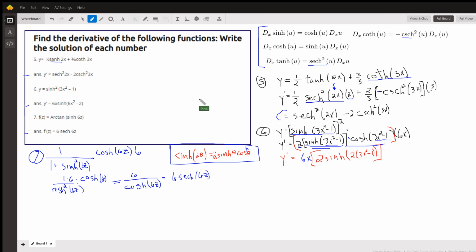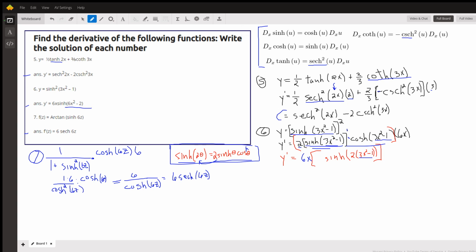whoops, I didn't want this 2 here. In other words, we're going from here this way. So we want the hyperbolic sine of twice the angle. So there's twice the 3x squared minus 1, which gives you the 6x squared minus 2, the 6x out front.